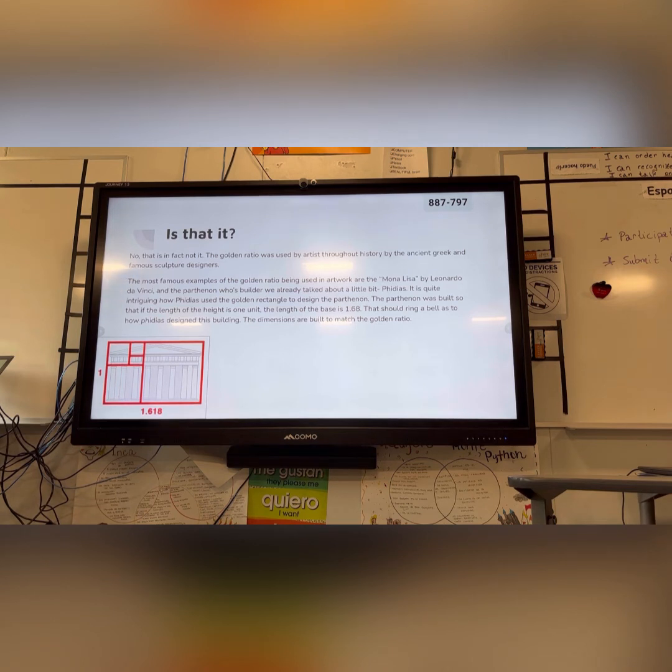The golden ratio was used by artists throughout history, by the ancient Greek and famous sculptor designers. The most famous of which is the Mona Lisa by Leonardo da Vinci, and the Parthenon, whose builder we already talked about a little bit, was Phidias. It's quite intriguing how Phidias used the golden rectangle to design the Parthenon. You can see that down here. The Parthenon was built so that if the length of the height is 1 unit, the length of the base is 1.68. That should ring a bell as to how Phidias designed this building. The dimensions are built to match the golden ratio. You can see that down here.